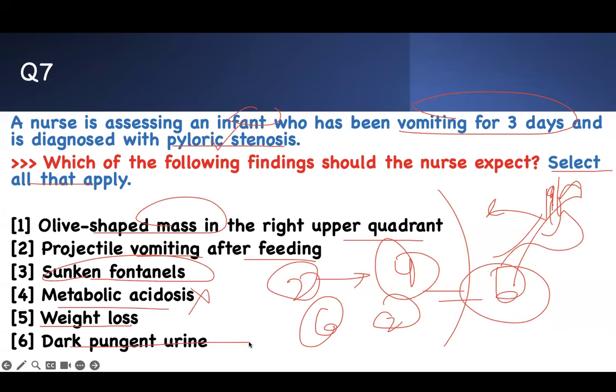You see how I take the content, I use it to answer the question and break it down. Olive-shaped mass, expected projectile vomiting, expected sunken fontanelle, dehydration. You get metabolic alkalosis, you have weight loss and dark pungent urine.